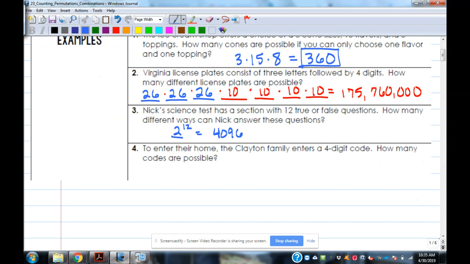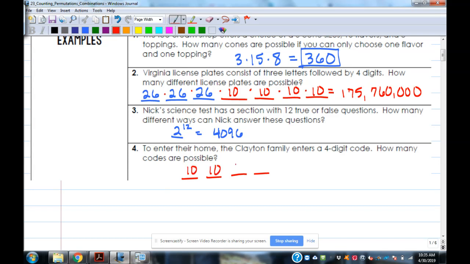All right. So, same number of decisions multiple times, you can use the exponents to help us do that instead of writing out that many blanks, because it's the same number. Number 4: to enter their home, the Clayton family enters a 4-digit code. How many different codes are possible? A 4-digit code. So that's 4 blanks. How many digits could there be?